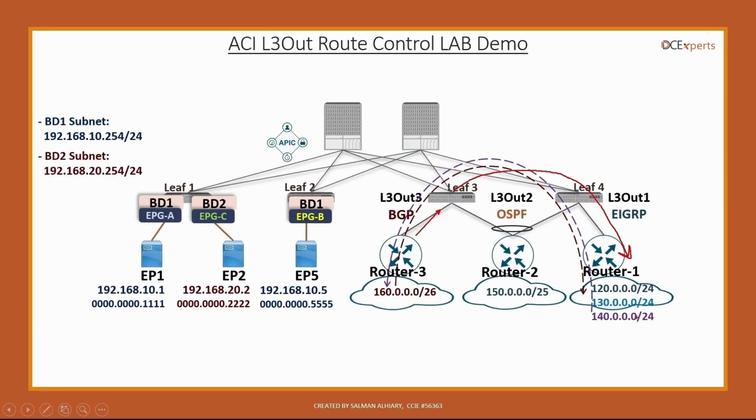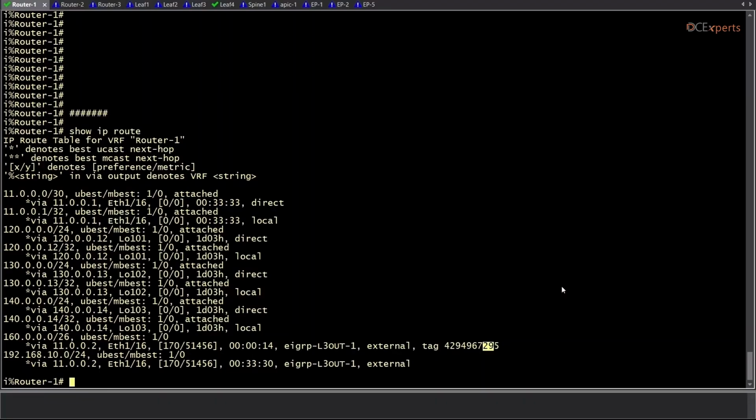Now, if router 1 sends the route to router 2, and router 2 tries to send it back to ACI, ACI will reject the route because it has the tag value that ends with 295. So with this tag value, ACI ensures no route loop can happen due to the routes ACI accepts and advertises outside. Okay, now we got the route.